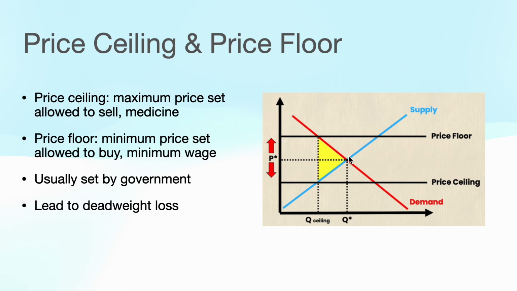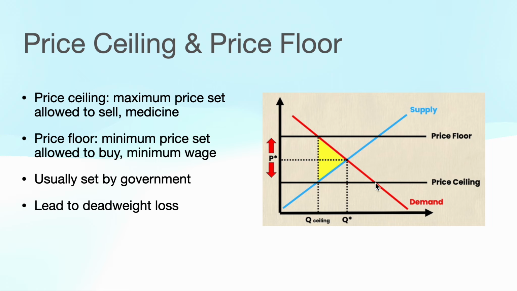Now, what would be an example of price ceiling? Well, medicine, right? Many of us get medicines for a very cheap price, very low price. And the reason for that is because of the price ceiling set on it by the government, right? So as we saw, price ceiling leads to over demand.